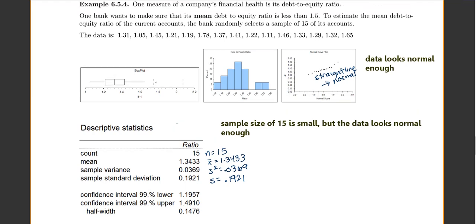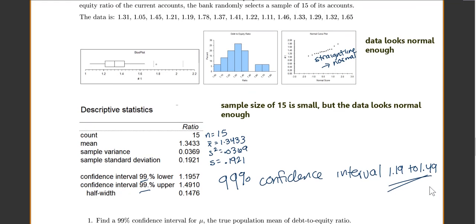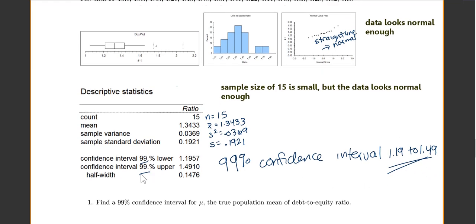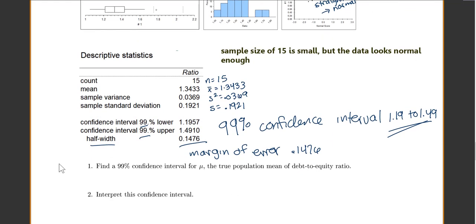Notice it gives you here a 99% confidence interval of 1.19 to 1.49. So I don't even have to really do anything, because I can just put it in my computer and you can just read it straight from the output. And last, this half width, when they say half width, that just means margin of error, is 0.1476. Okay, so to find a 99% confidence interval, well, that was pretty easy. It was 1.19 to 1.49.